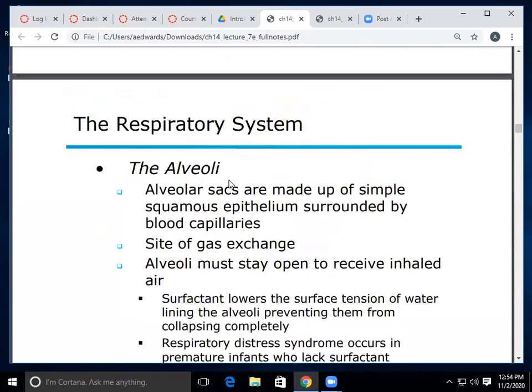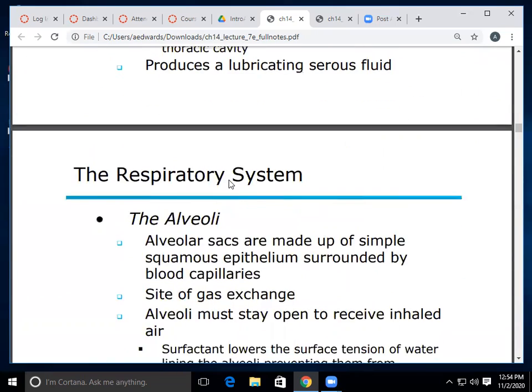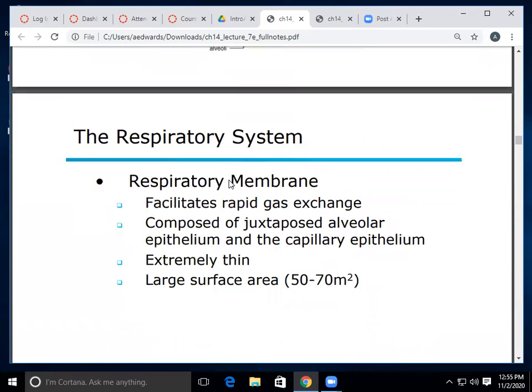All right, so let's take a break, talk about the lungs and the alveoli with your partners. Let's go ahead and do that now.